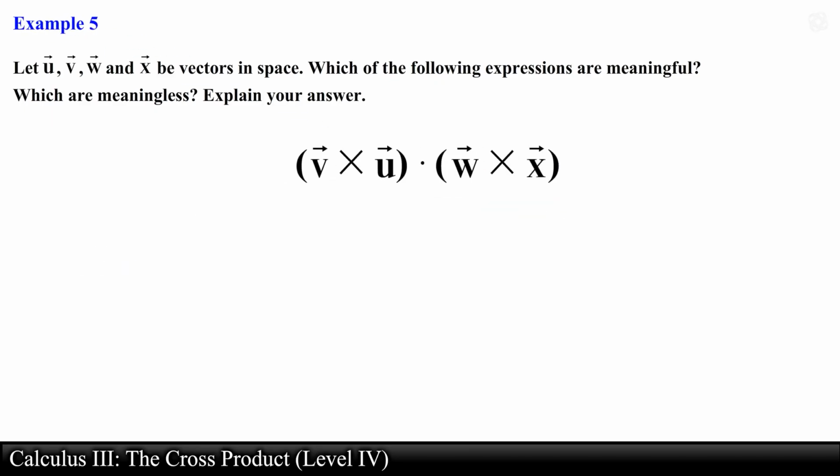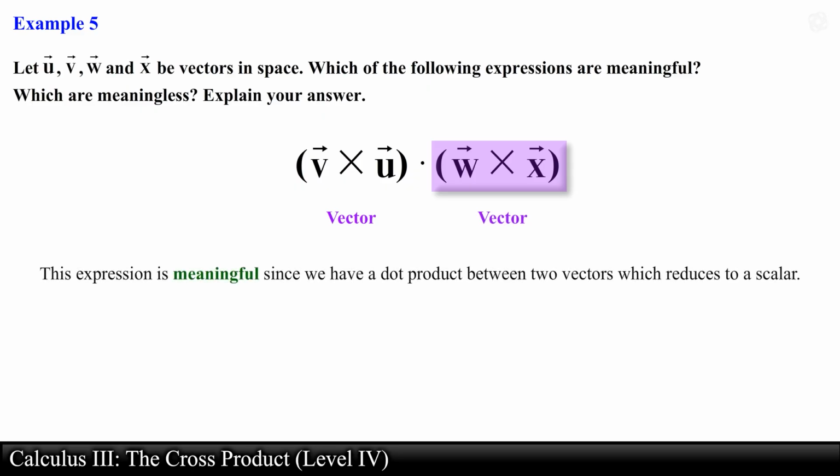Let's take a look at the next expression. Here, the expression in the first parentheses is a cross product between two vectors, so it will reduce to a vector. The expression in the second parenthesis is also a cross product between two vectors, so it will also reduce to a vector. In the end, we have the dot product between two vectors, which reduces to a scalar. So this expression is meaningful.